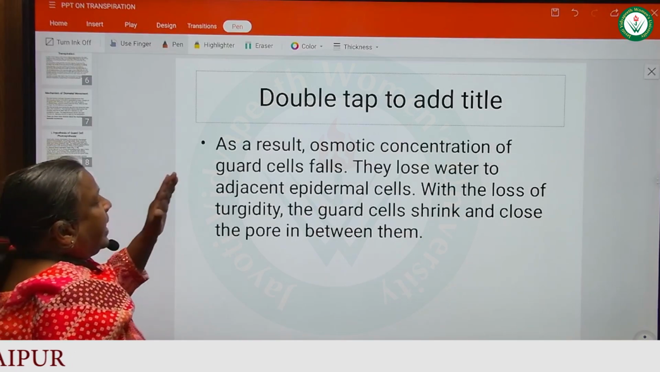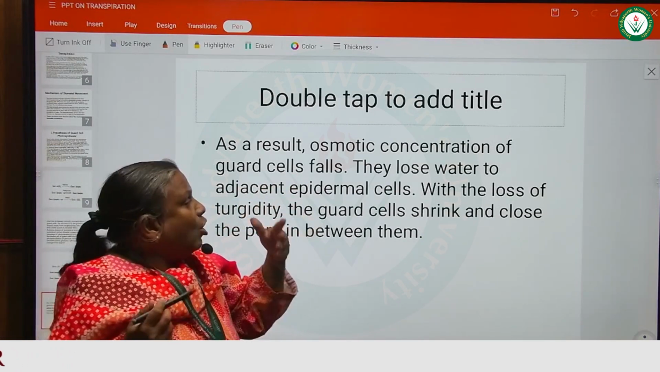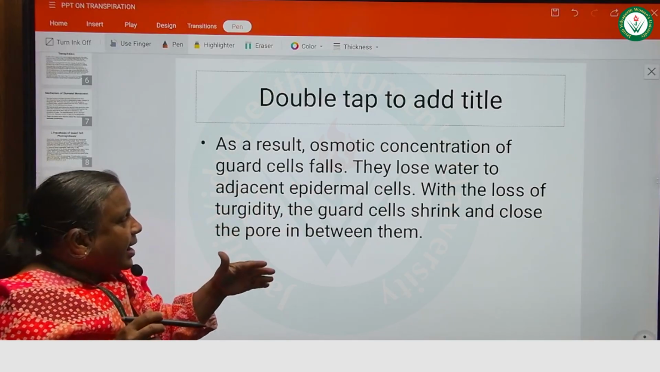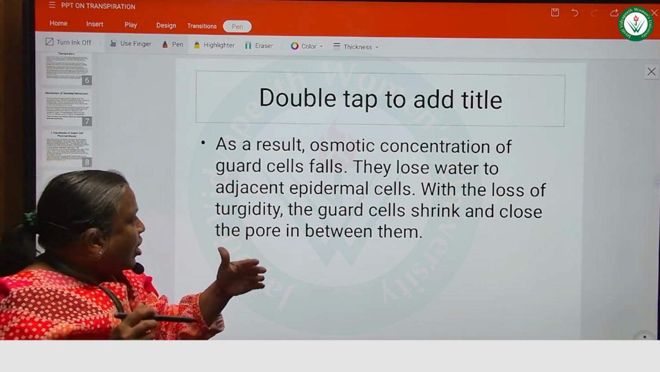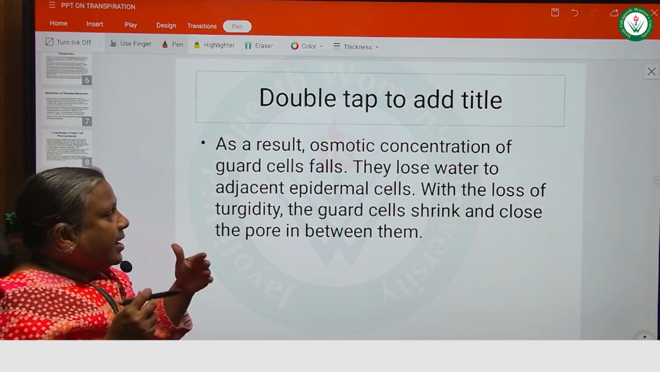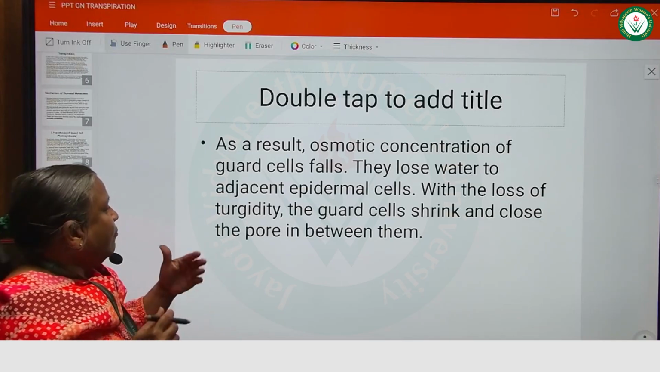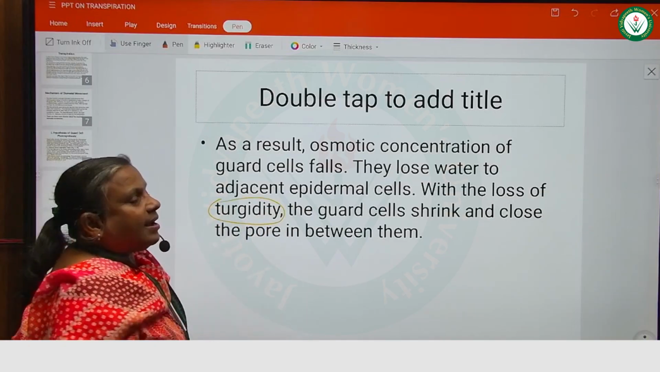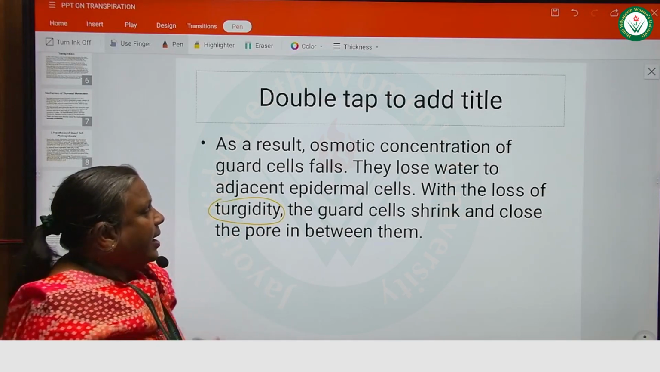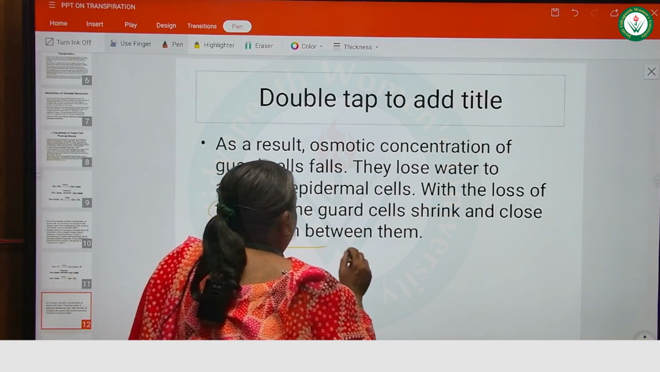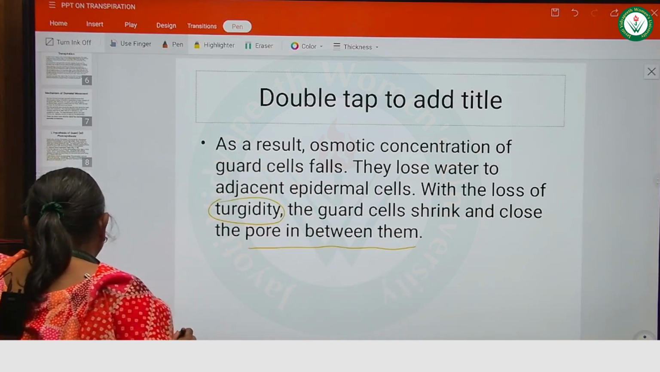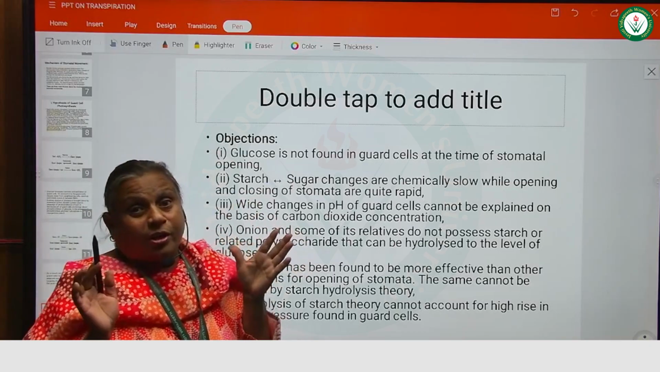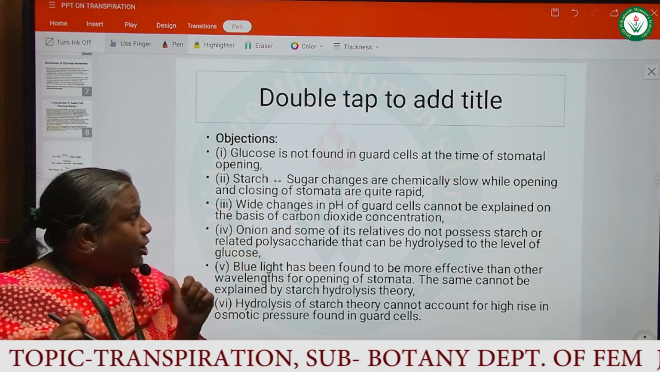Now, as a result, the osmotic concentration of the guard cells falls. The guard cells lose water to the adjacent epidermal cells. With the loss of turgidity, the guard cells shrink and close the pore in between them. Now I will tell you what objections were raised to this theory.